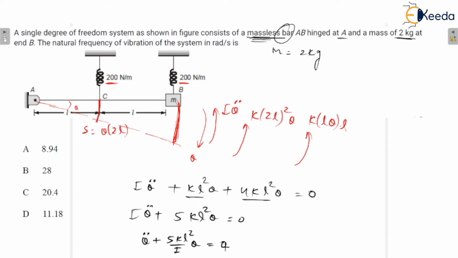Now what is the moment of inertia? This is the mass, and the moment of inertia of this mass about point A is m multiplied by L plus L, that means 2L whole square. So the moment of inertia about point A would be I_A is equal to m into 2L square.